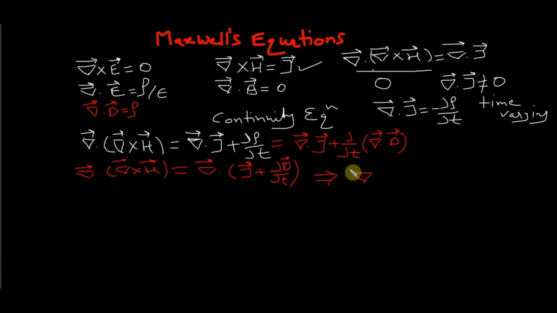It implies that del cross H is equal to J plus partial D upon partial t. So this is the Maxwell equation.